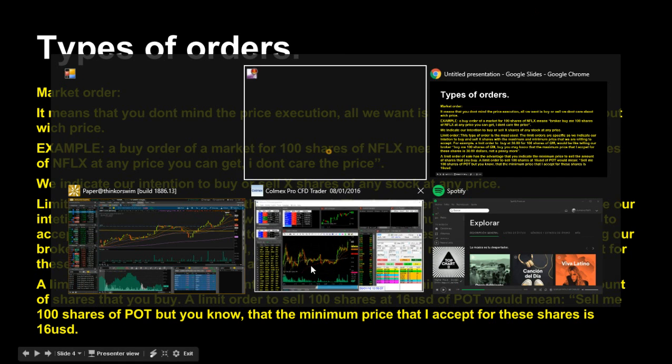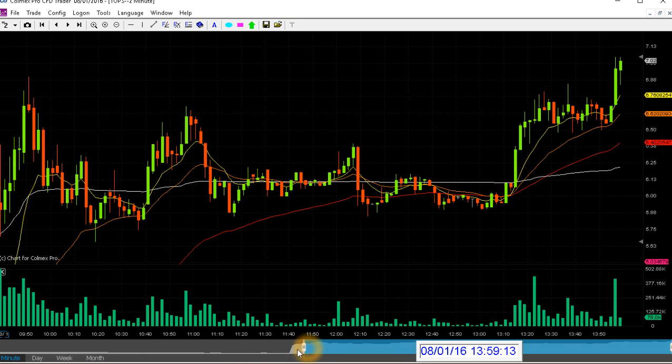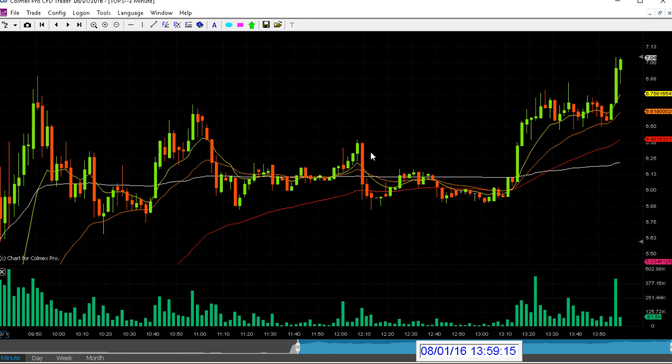So let's put a quick example right here. This one is TOPS, the most active stock today. So let's say that I want to buy 100 shares of this one right now. Okay, so right now I want to get in.